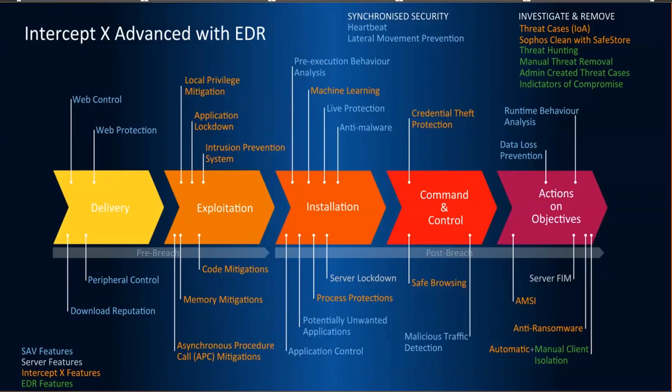So the solution should have the capability of whitelisting and blacklisting peripherals. It should be able to identify bad and good websites. It should be able to communicate and identify the good download sources.